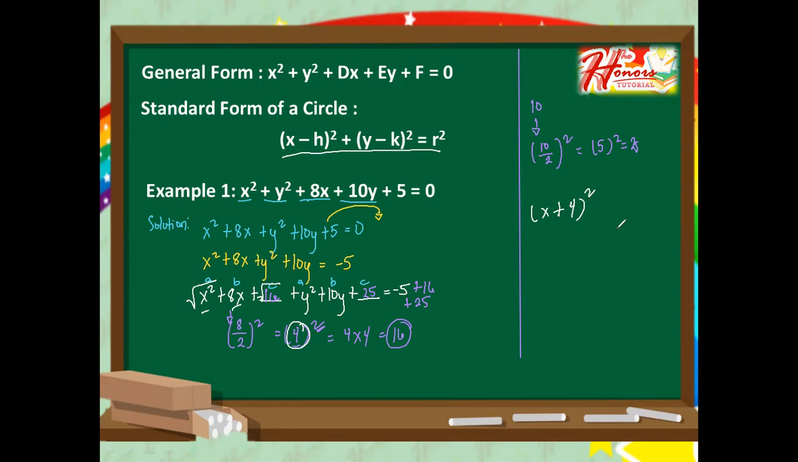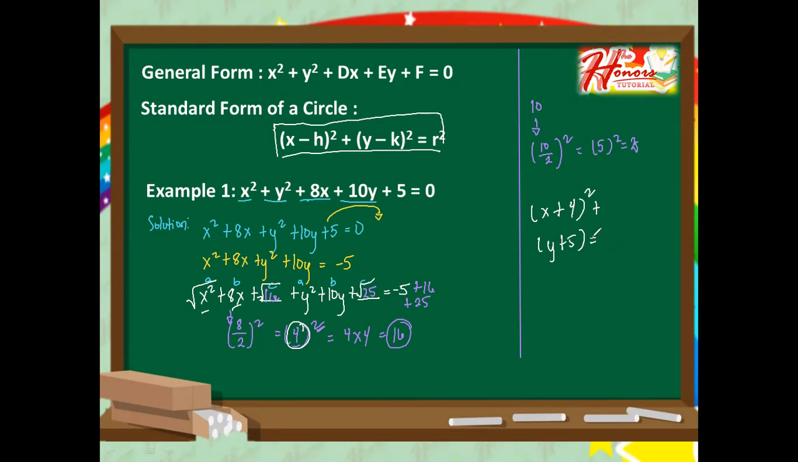Next, plus, we are just following this format, plus the quantity of y. What is the square root of 25? And that is 5, right? So we have here plus 5.